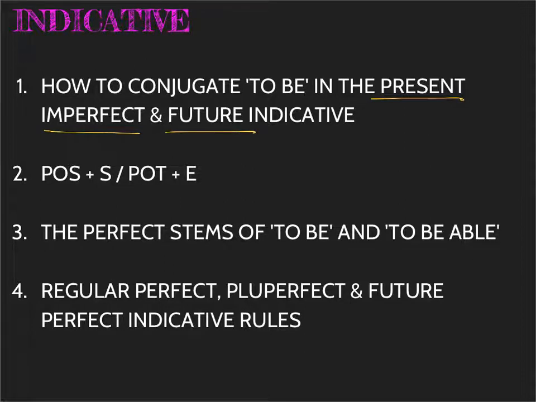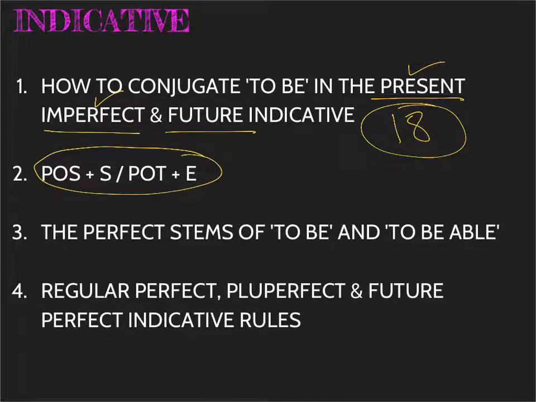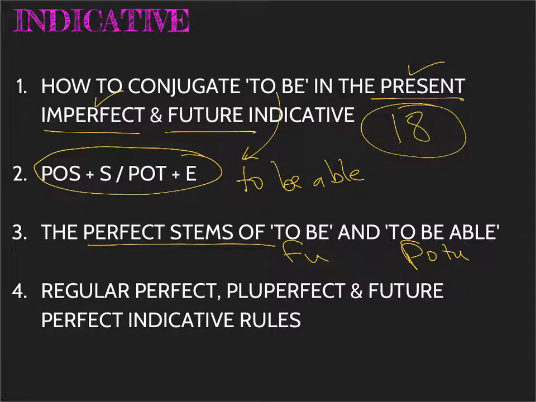So yes, those are 18 verbs, but they are 18 verbs that you should be fairly familiar with, especially the present and the imperfect. You need to know the POS and the POT rule to convert the verb to be into the verb to be able. So that is a second thing you need to know. You need to know the perfect stems of to be and to be able, fu and potu. That's two more things you need to know. And then you need to know the regular perfect, pluperfect, and future perfect indicative endings. So that's I, isti, it, eram eras erat, and ero eris erit.